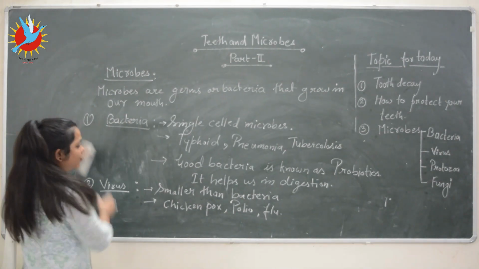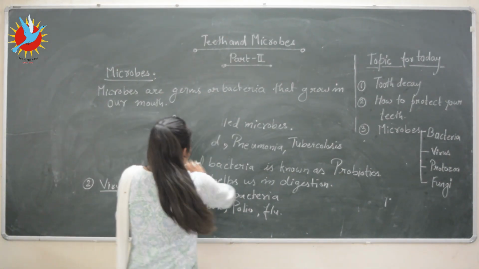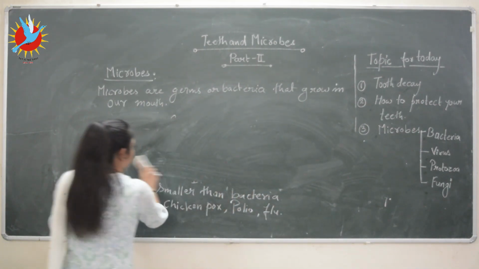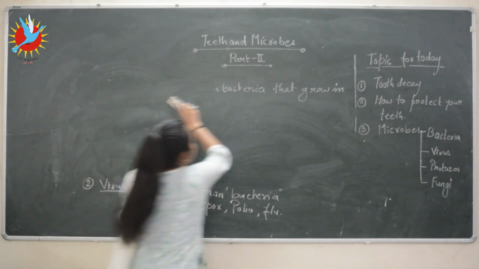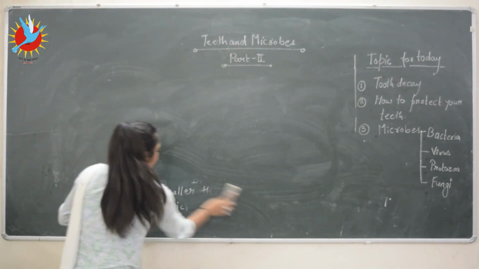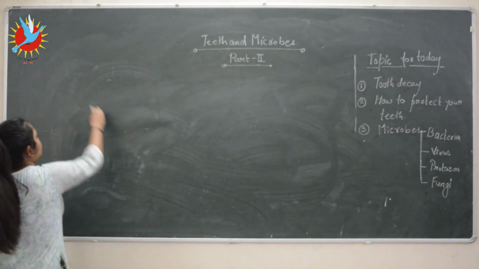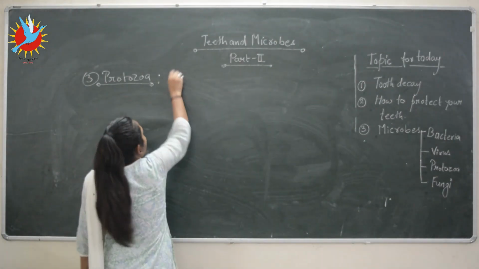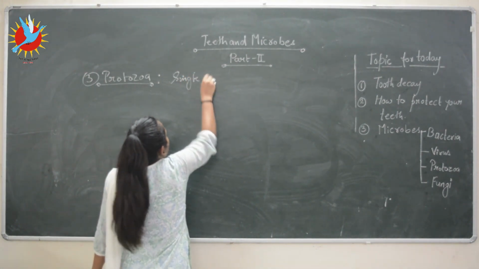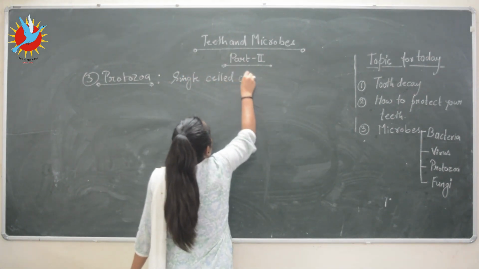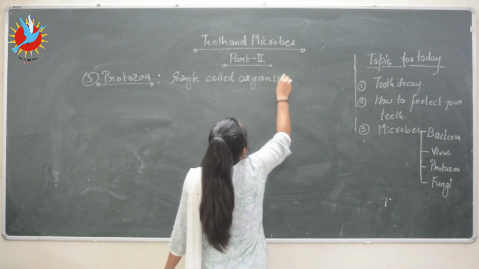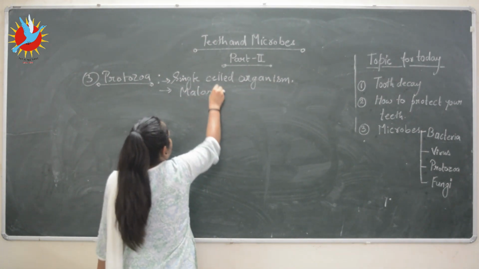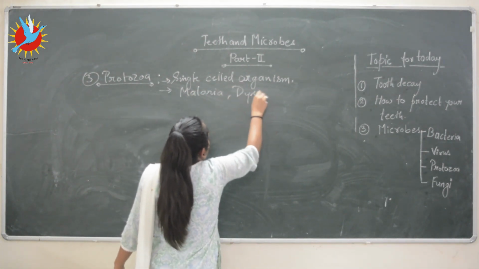Now the third one is protozoa. I am going to write it here. Okay, third one is protozoa. These are also single-celled organisms. Okay, now they can cause diseases like malaria and dysentery.